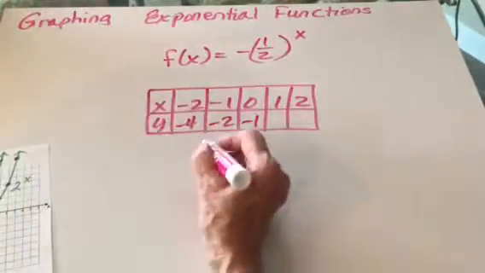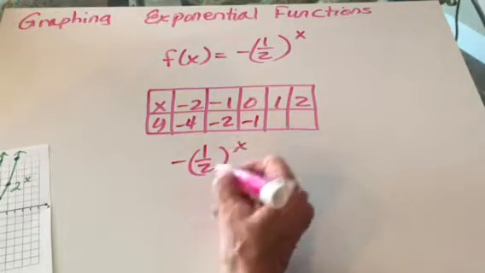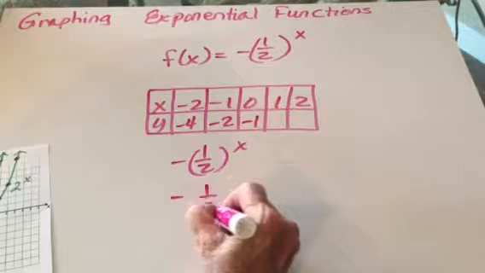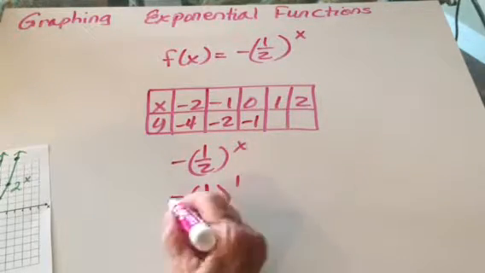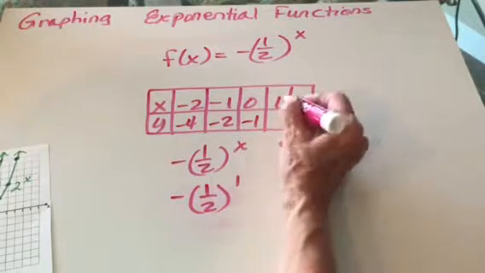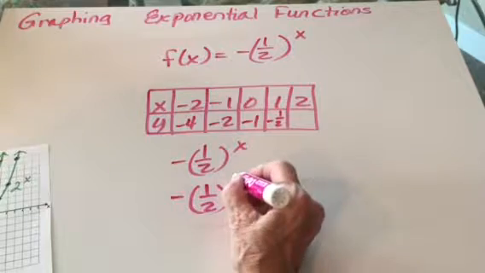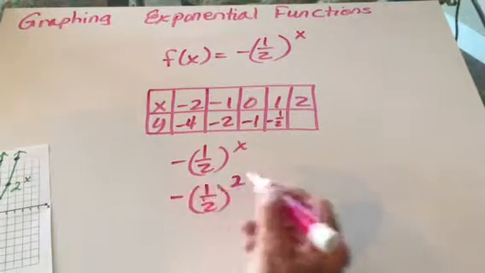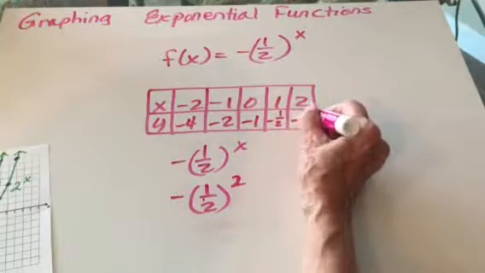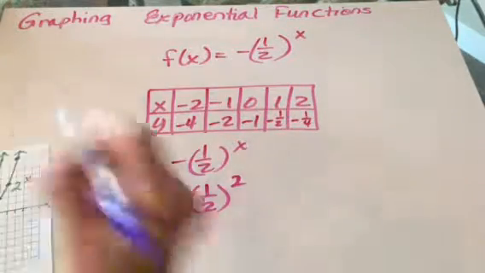Whoops, I erased my thing. Negative 1/2 to the x power. Okay, so if I have negative 1/2 to the first power, well, that's just 1/2, and I throw on the negative, it's negative 1/2. And then to the second power, 1/2 times 1/2 is 1/4. I throw on the negative, and it's negative 1/4. Now, I'm going to graph this on the same paper that I graphed the other ones on, all right?